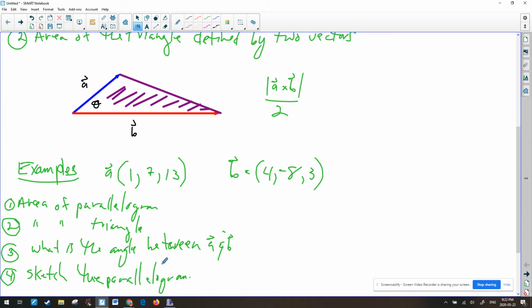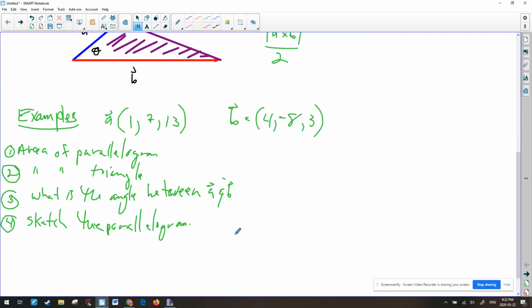Okay, so first thing, I want to know what the area of the parallelogram is. So number one, well, I know that's the magnitude of A crossed with B. Well, that of course necessitates I need to calculate what A crossed with B is. So let's go ahead and do that. So we're going to do 1, 7, 13, 1, 7, 13, and then I'm going to do 4, negative 8, 3, 4, negative 8, 3.